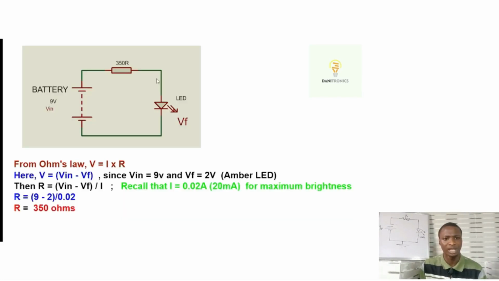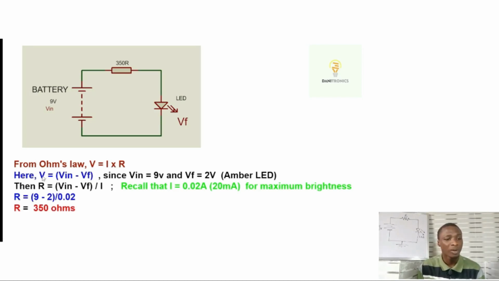Now, looking at the circuit, how did we come about this value 350? You have to know that we are considering a 9-volt battery, and we're assuming that the LED we're using requires a forward voltage of 2 volts, so the amber colored LED. Since our V in here is 9 volts and VF is 2 volts, let us check the calculation. From Ohm's law, you can see that V is equal to I times R. I explained this in lesson number 2. You can check it out.